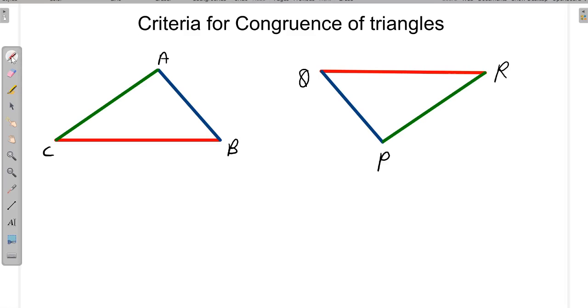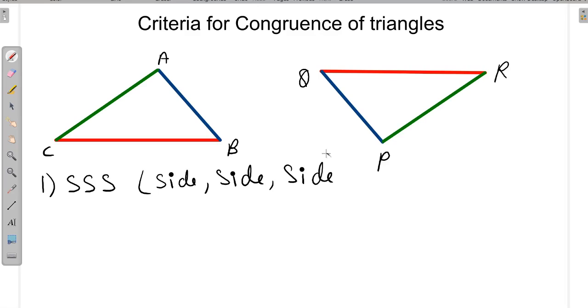So the first criteria is triple S. Triple S stands for side, side and again side. So, if the triangles having three sides are equal, then the two triangles are congruent to each other.